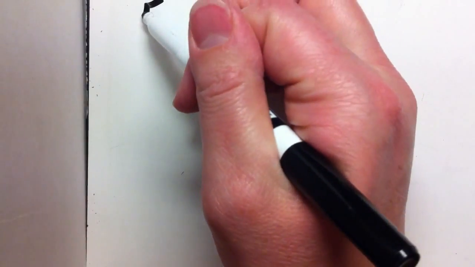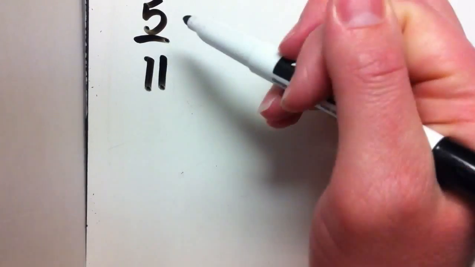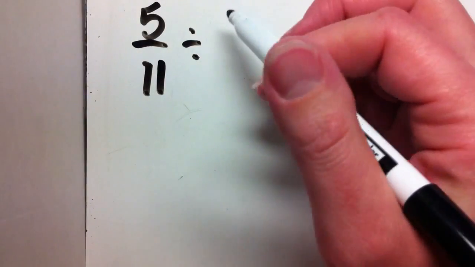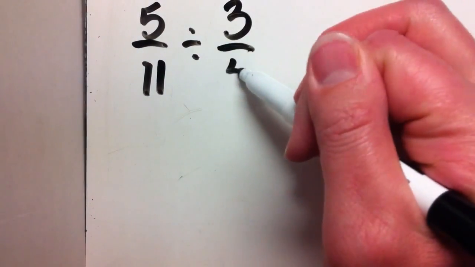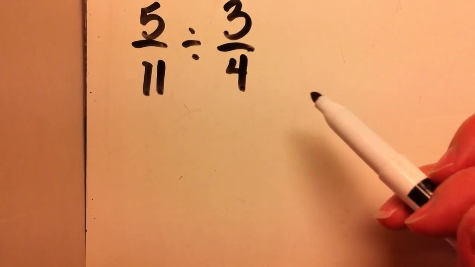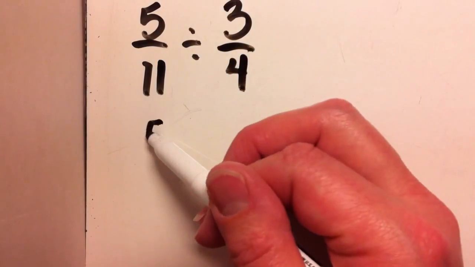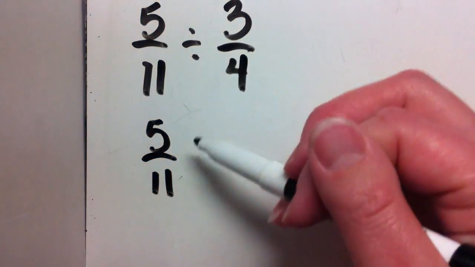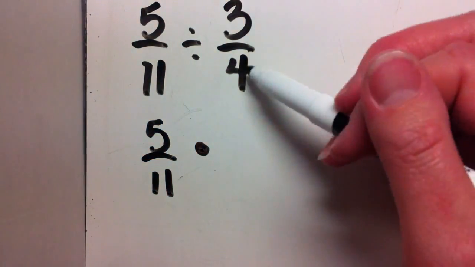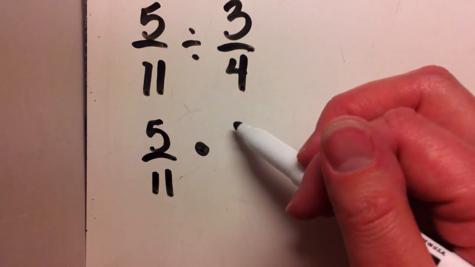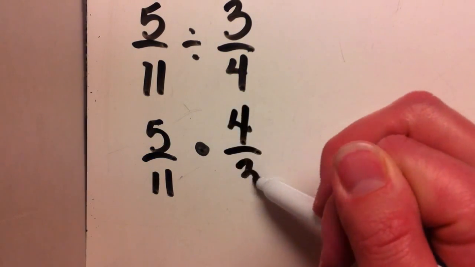Okay, let's do a couple more problems just so you can see how this works. So we've got 5/11 divided by 3/4. Rewrite it as multiplication of the reciprocal. So 5/11 stays the same. This changes to multiplication. This changes to its reciprocal. So instead of 3/4, it's 4 over 3.